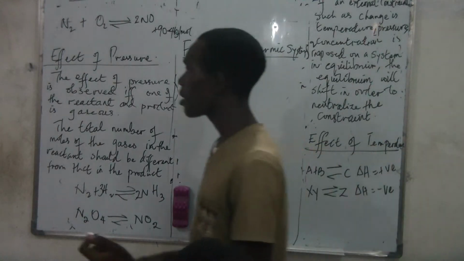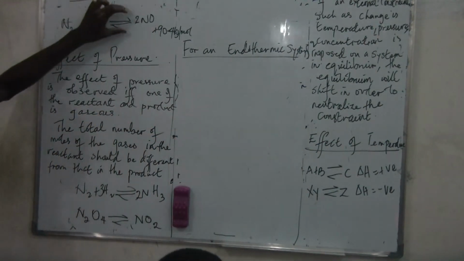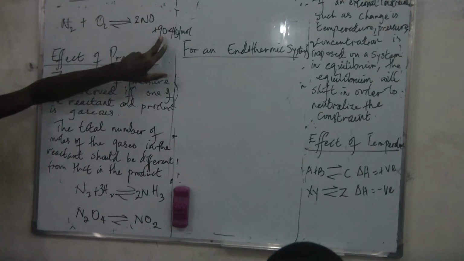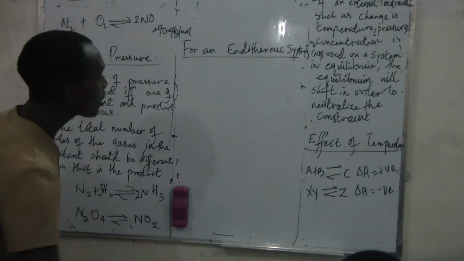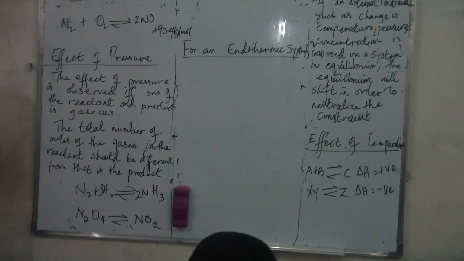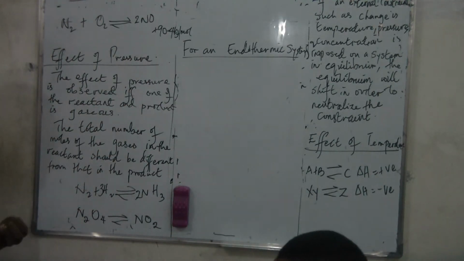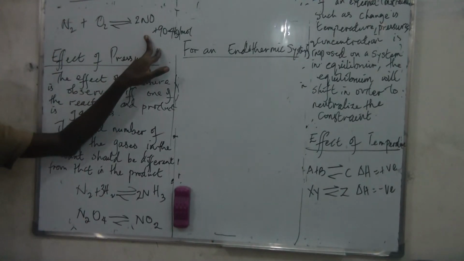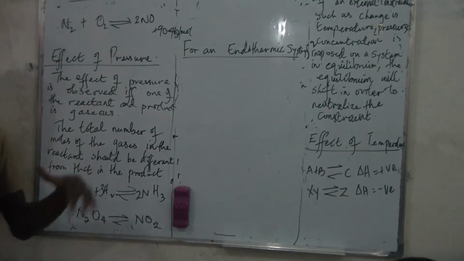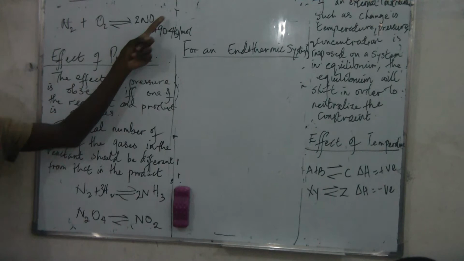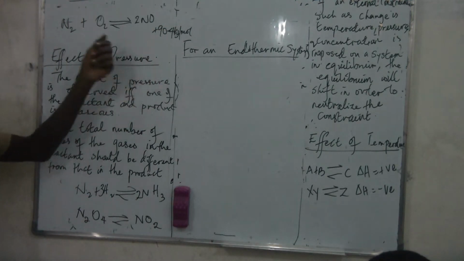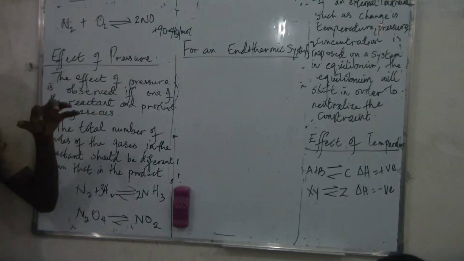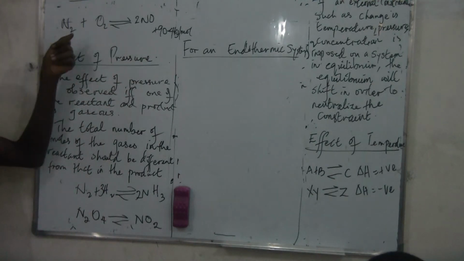Like this case study we have here, when nitrogen reacts with oxygen to give us nitrogen oxide. In this kind of chemical system, the system here is endothermic. Since the system is endothermic, when there is an increase in temperature, the forward reaction will be favored, so there will be a net increase in products. Now, if the forward reaction is endothermic, then the backward reaction is exothermic. So if we reduce the temperature, the backward reaction will be favored.